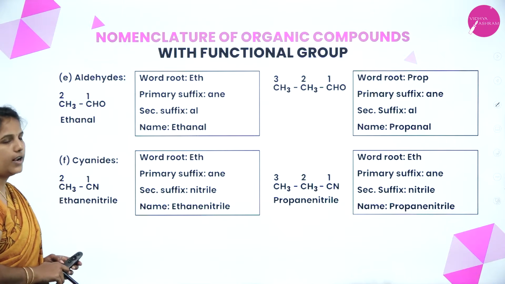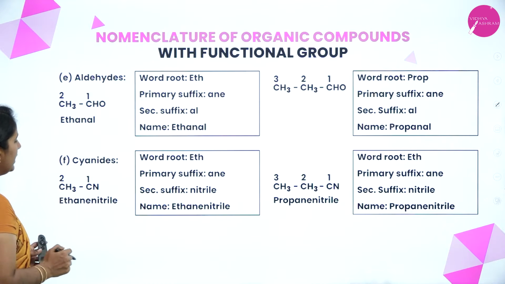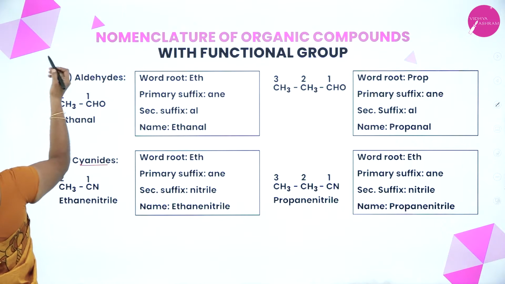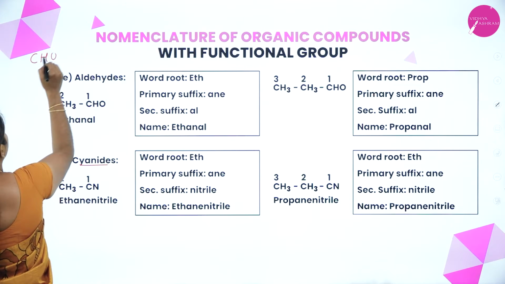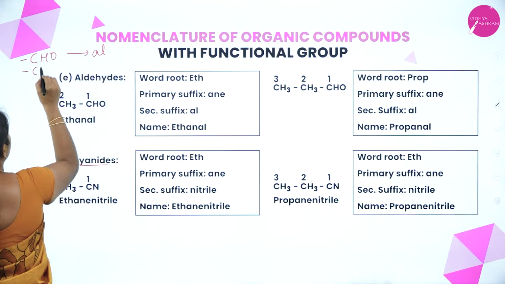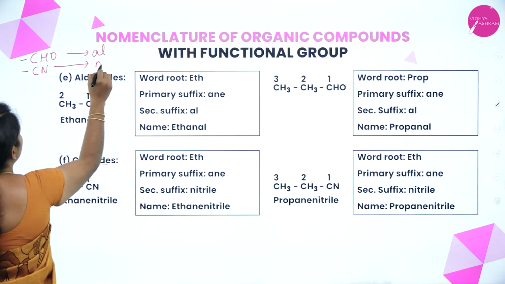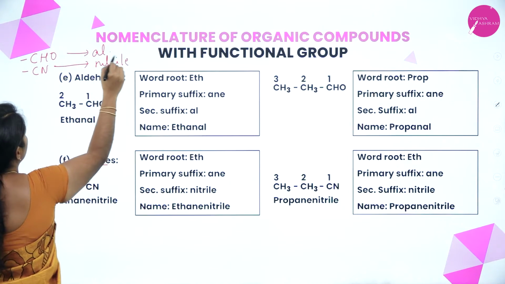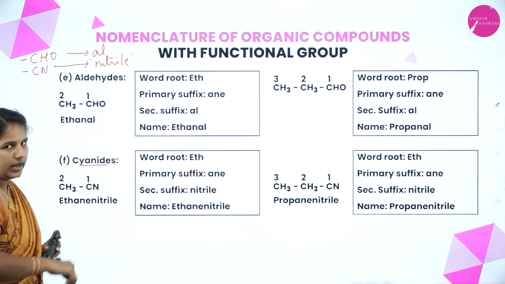Next we have an aldehyde. For the aldehydes and for the cyanide, you know, the aldehyde functional group is CHO. And it should end with what? Al. Whereas the cyanide, that is CN, should end with what? Nitrile. Should end with nitrile.